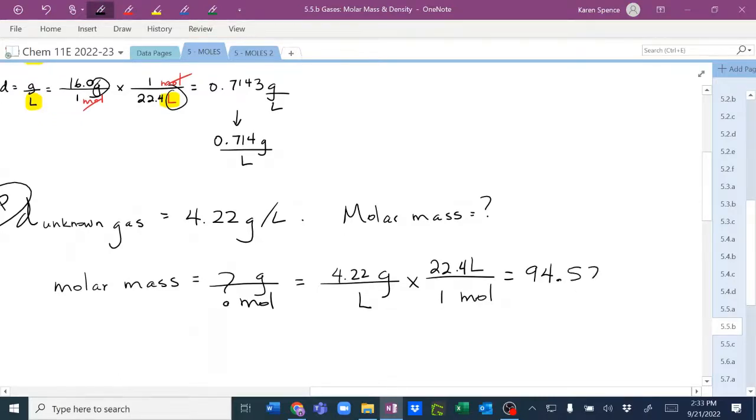5 to 8. And when we cancel our units, all we are left with is grams per mole. And of course, we would have to take that to correct sig figs, so that would become 94.5 grams per mole. Is that good?